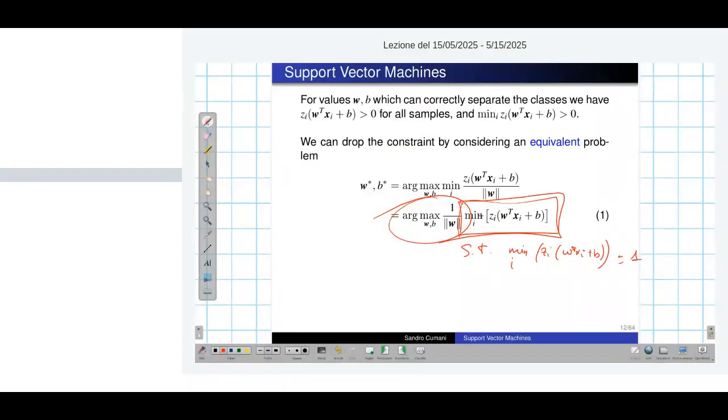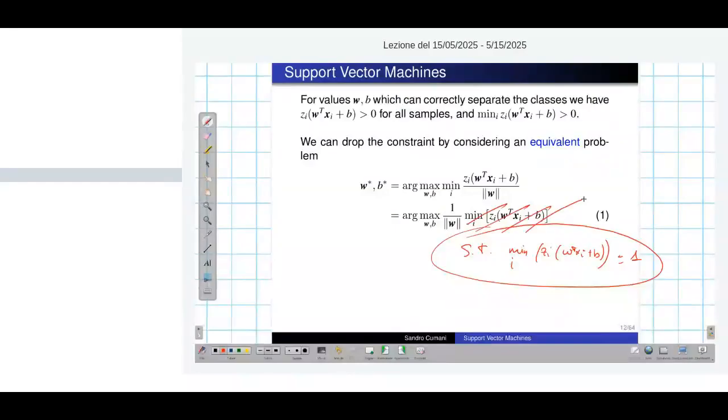If we add this constraint, then it's clear that now, if we solve the problem with this constraint, we can remove this term from the objective function. All solutions that are feasible for the problem, so all solutions that respect the constraint, will have a value of min over i of Zi (W transpose Xi plus B) that is equal to 1. That's the constraint. So in the objective function, I can remove that term because for a feasible solution, that term will be exactly 1. Which means that now I have a maximization of 1 over the norm of W subject to this constraint.